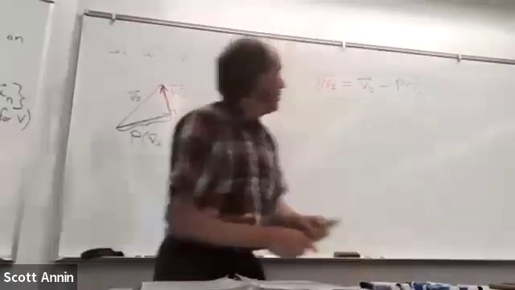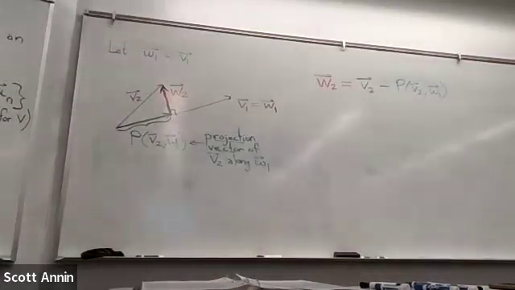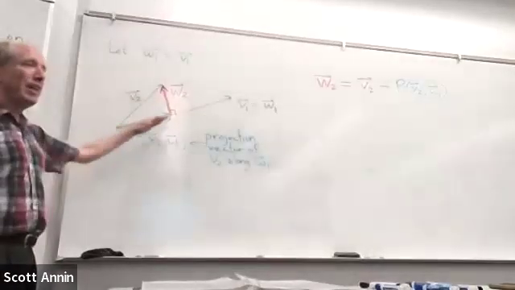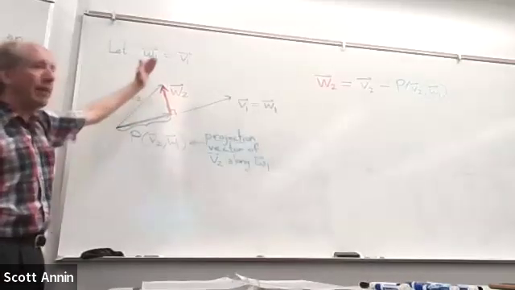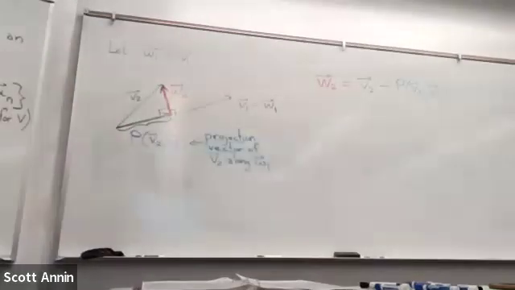So, am I color coding it correctly? I'm trying to. This is literally just vector addition here. The blue vector plus the red vector equals the black vector on that triangle. And it is a right triangle. It is a perfectly good right triangle.